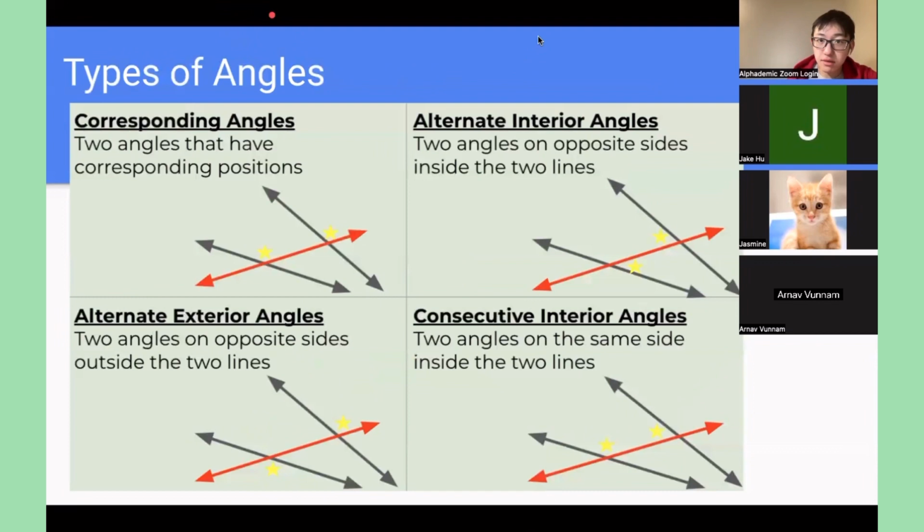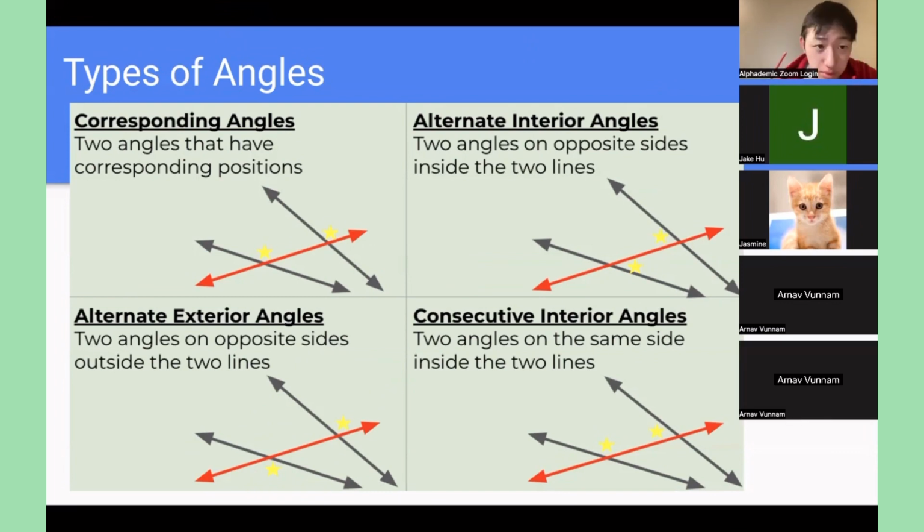Next up, we have some types of angles. What we have here is corresponding angles, which are two angles that have corresponding positions. Alternate interior angles, two angles on opposite sides inside the two lines. Alternate exterior angles, which are two angles on opposite sides outside the two lines. Next up, we have consecutive interior angles, two angles on the same side inside two lines.